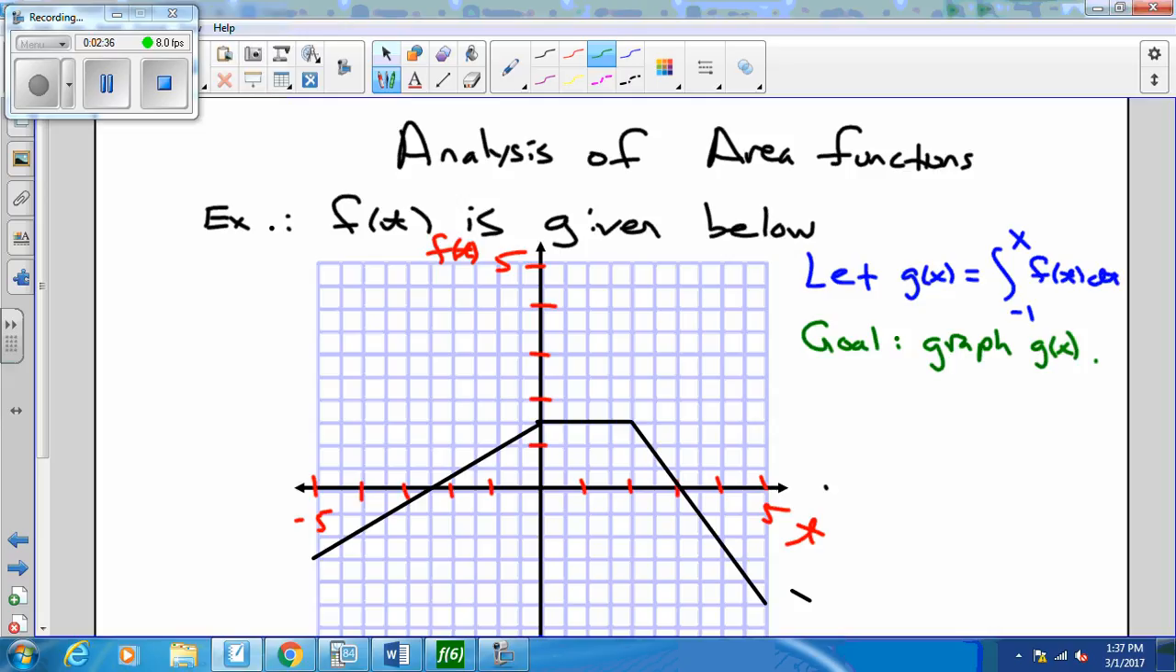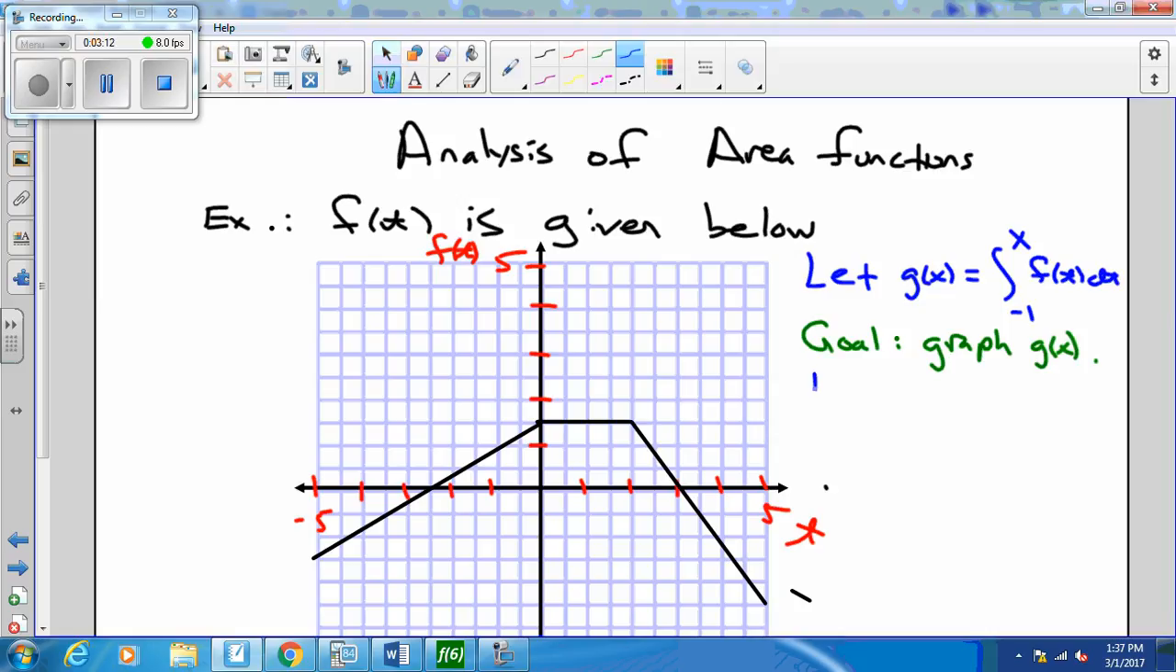And our plan for achieving that goal is going to be to use our calculus tools. And the reason we have to use our calculus tools is that g of x is a kind of function that we just have not had a lot of experience with. It is in the family of area functions. And we don't know a whole lot about area functions. And so because of that, we are not going to be able to just look at this graph and say, oh, g of x has the shape of blah, blah, blah. Instead, we're going to need to analyze using the calculus tools that we have.